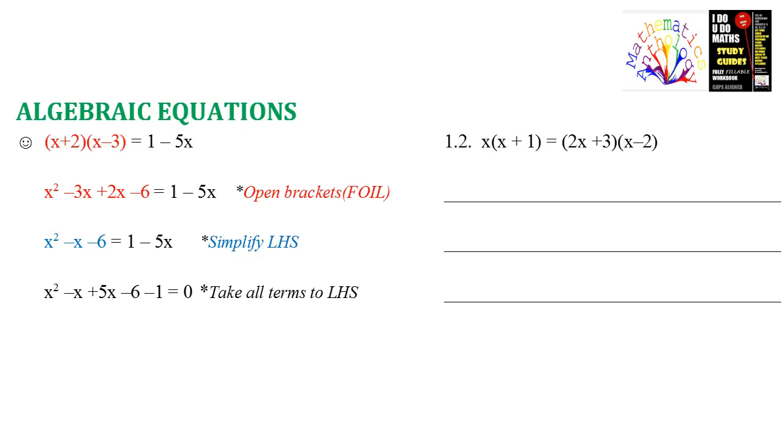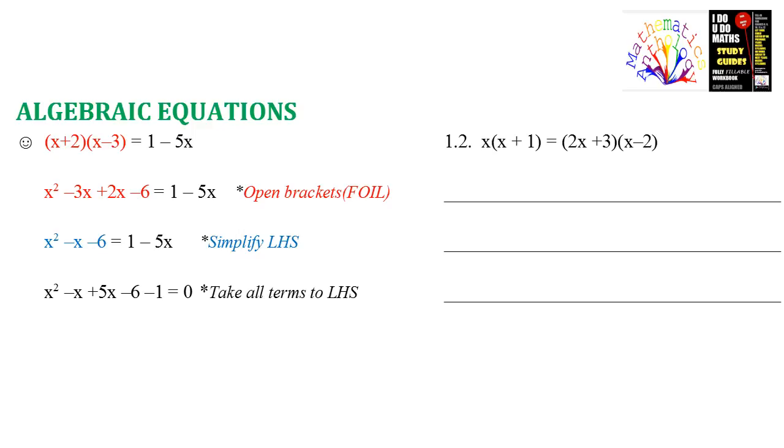Let's work with algebraic equations. We're given (x + 2)(x - 3) = 1 - 5x. Right, now when you have an example like this and you don't have 0 on the left hand side or on the right hand side of the equation, you have to open everything up and see what you get once you do that.